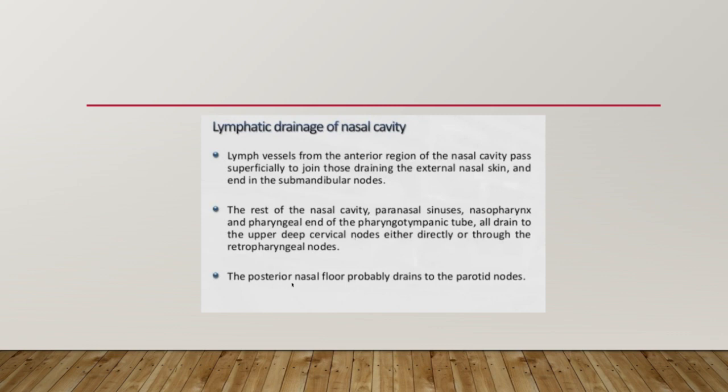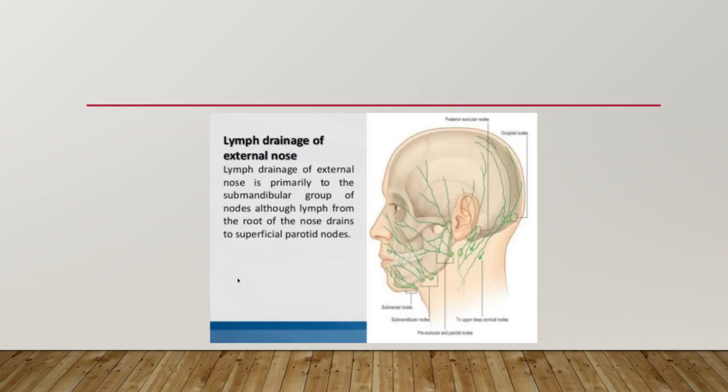Whereas the posterior nasal floor drains to the parotid nodes. So, the posterior nasal floor as well as the root of the nose. These two regions towards the posterior part of the nose both drain to the parotid group of lymph nodes.